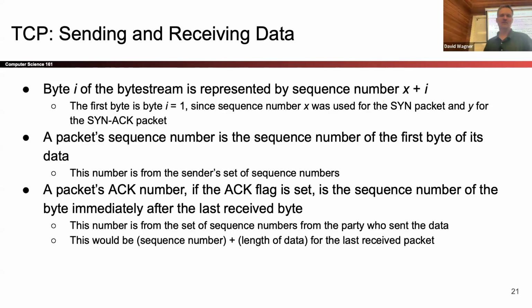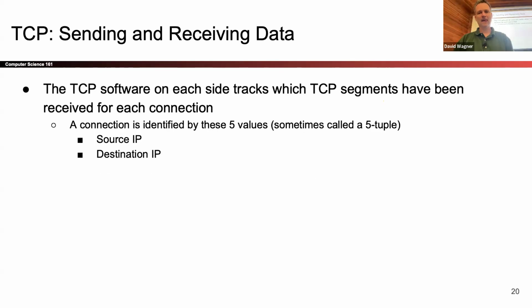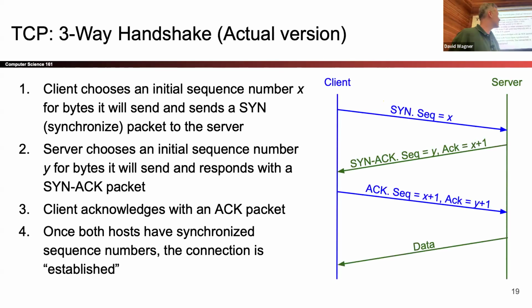Look at the diagram. That was a little bit of a weird thing because that packet had no data in it. So X plus 1 is the sequence number of the first byte of data in this packet if it were to have data, but it doesn't. But I still include the sequence number anyway.